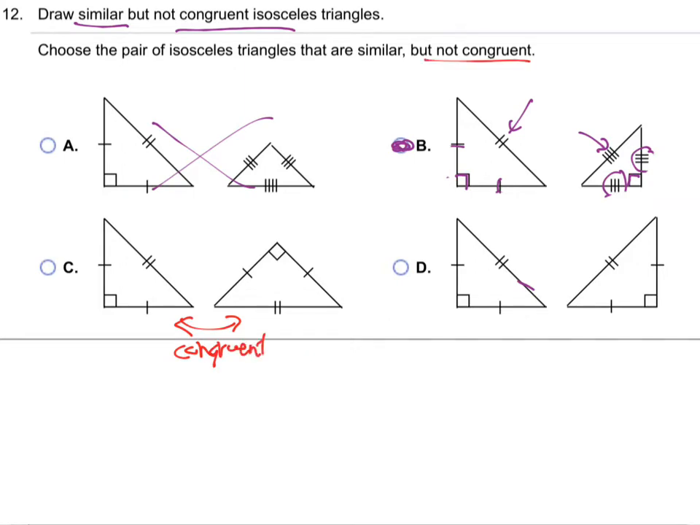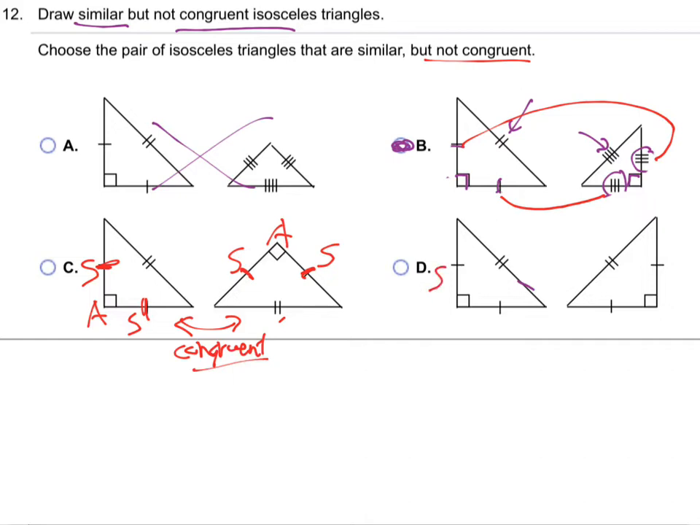They're identical. How do we know? By side, angle, side, angle, side, right? Because this single mark and this single mark means those are exactly equal. And this single mark and this single mark, those are exactly equal, not just proportional. Whereas ours here are proportional, right? 1 is to 3 as 1 is to 3. They're not equal, they're proportional. So those are similar. Whereas these are congruent.